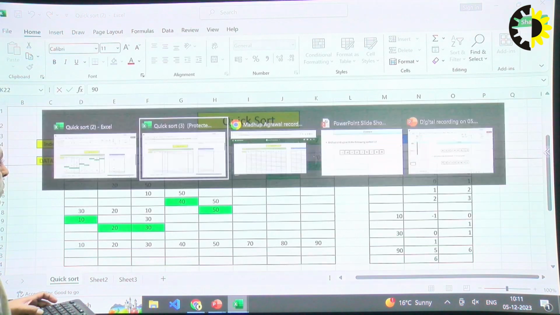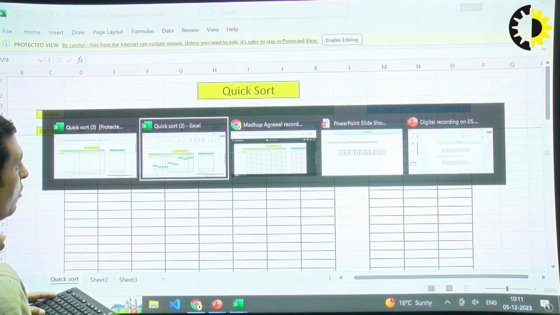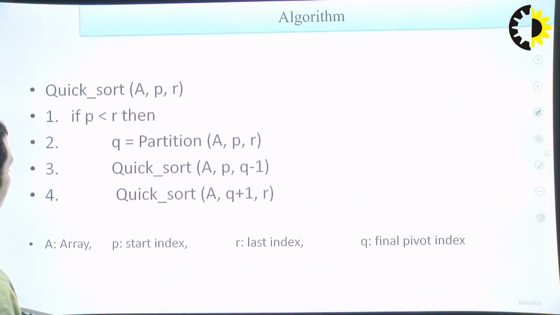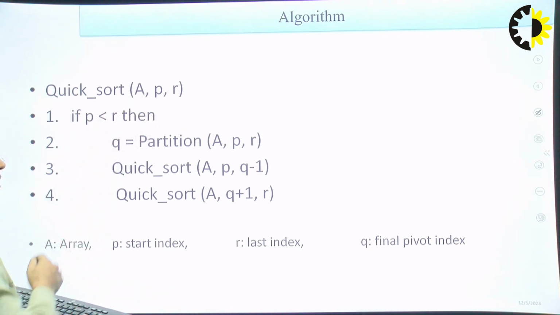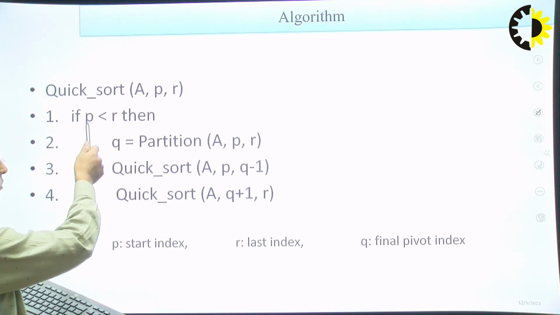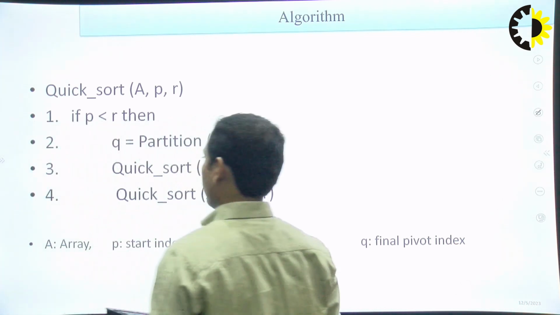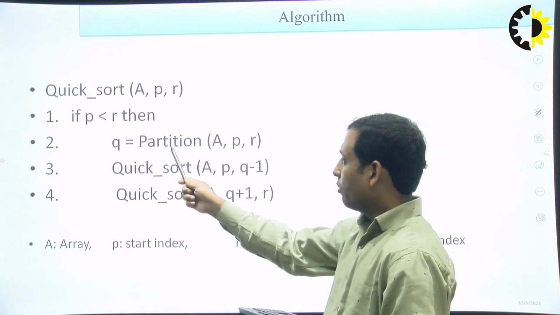Now we will see the algorithm. This is the algorithm for quicksort. A is the array, P is the starting index, R is the last index, and we will divide. When does division occur? When P is less than R, then we divide the array, otherwise no need to divide the array. And we will call the partition.